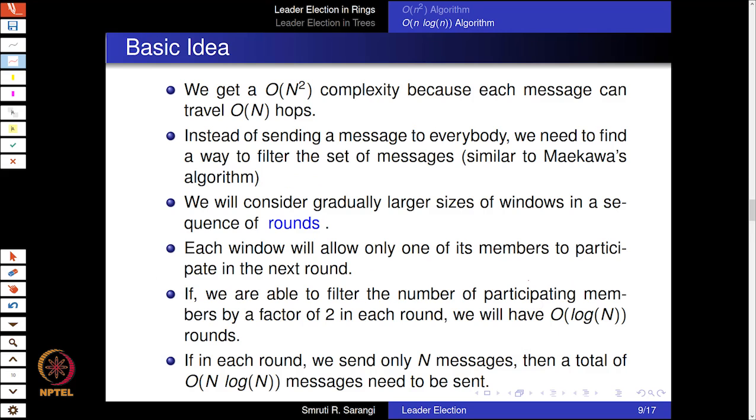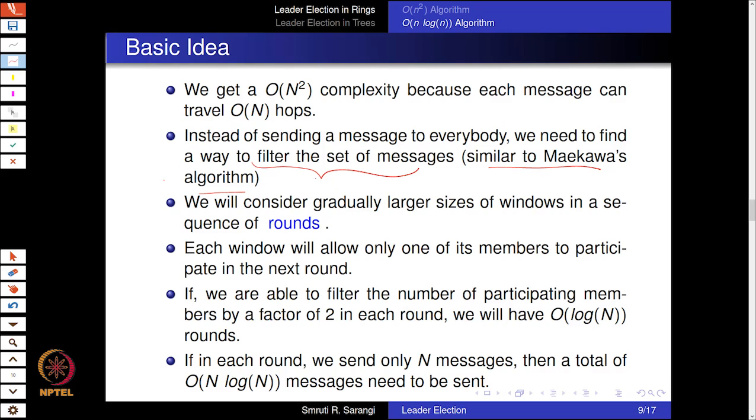So see, the main reason for an order n squared complexity is because we want each message to travel as far as possible in the ring, which is essentially in the ballpark of order n. And since we have a sufficient number of nodes that are traveling roughly the entire ring, we have an order n squared message complexity. So instead of sending a message to everybody, can we find a way to filter the set of messages? A similar idea to Maekawa's algorithm in mutual exclusion.